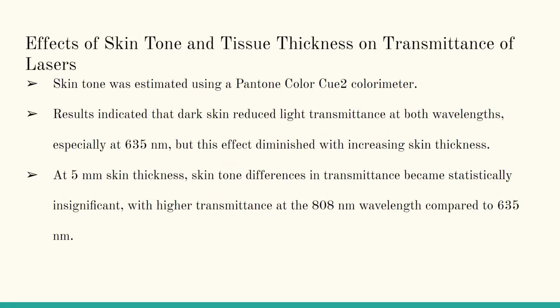Now, the effects of skin tone and tissue thickness were correlated to each other. So these two variables right here, they found that at 5 millimeter skin thickness, which is the higher thickness of the spectrum here, differences in transmittance became insignificant, meaning that unless you use an 805 wavelength, the transmittance is going to be the same for different skin tones. So you get high transmittance with a higher wavelength.